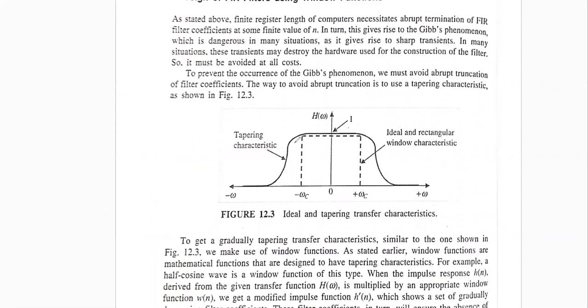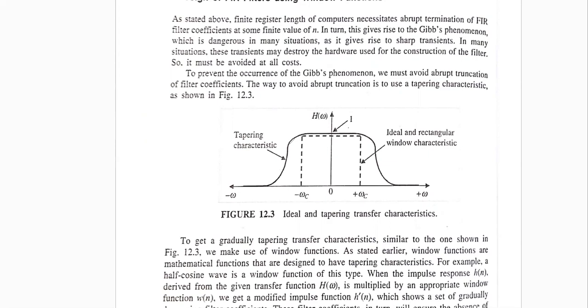Always we need to consider the window factor. To prevent the occurrence of the Gibbs phenomenon, we must avoid the abrupt truncation of filter coefficients. The way to avoid abrupt truncation is to use a tapering characteristic. So this is the tapering characteristic. You need to do these things smoothly.